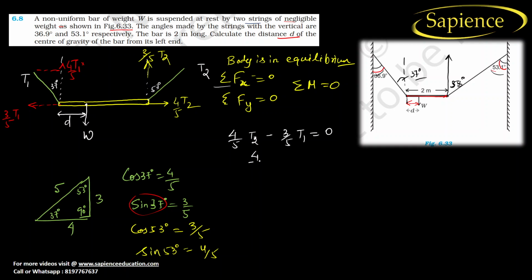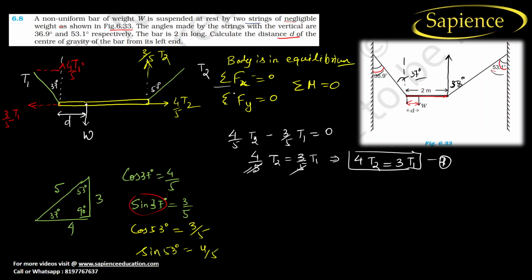So from here, 4 by 5 t2 is equal to 3 by 5 t1, or it will be 4 t2 is equal to 3 t1. Okay, so we can cut from here. So we will get 4 t2 is equal to 3 t1. Okay, so this is one of the equations we have got. Now let us try to find another equation.